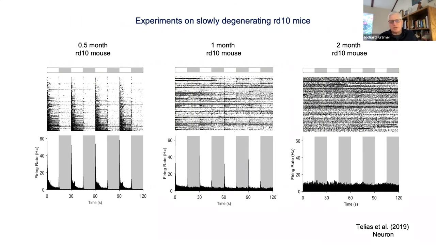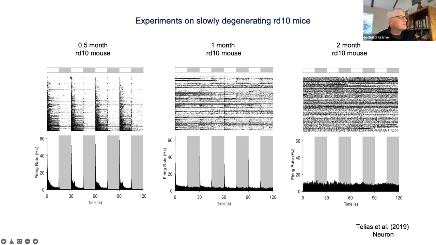So let's get back to the question of what all this has to do with vision and how it impacts vision. So to address this question, we used another RP model mouse, but this is one that degenerates slowly. So you can actually catch the degeneration and the remodeling in the act. And you can see physiologically what that looks like in these three recordings. These again are multi-electrode array recordings.